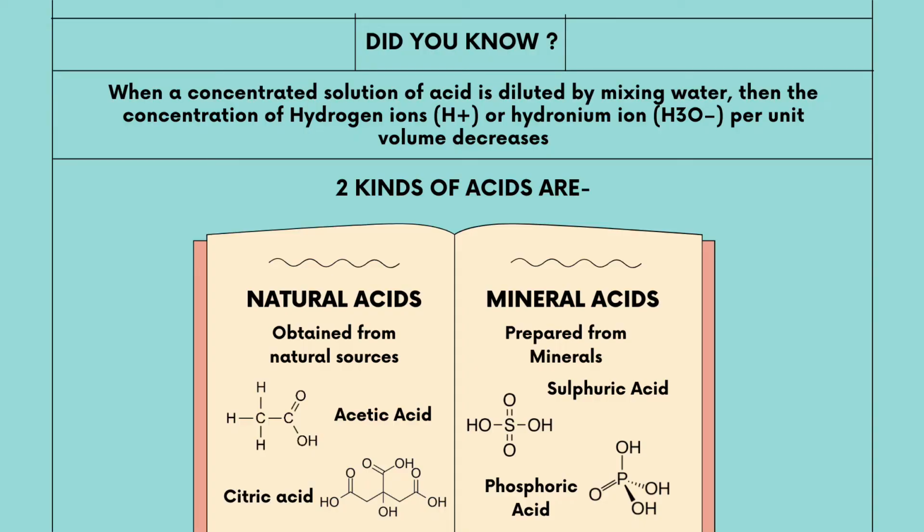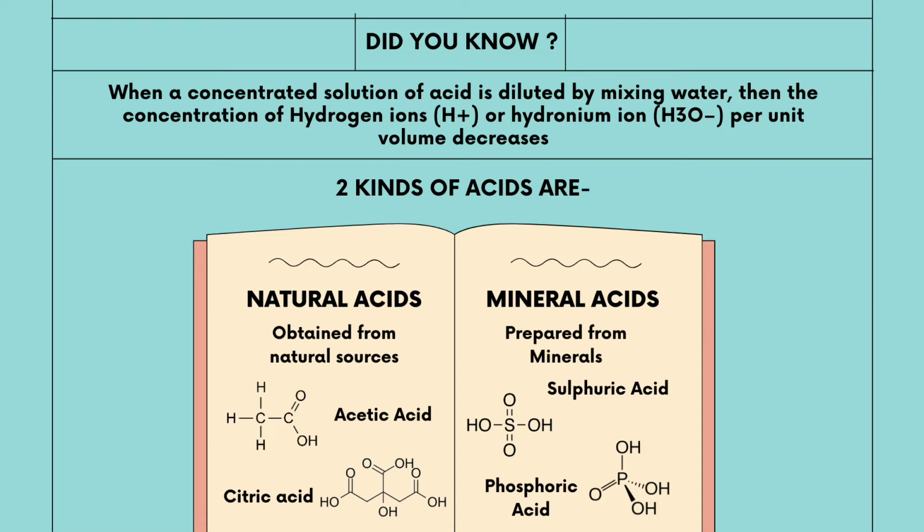Did you know that when a concentrated solution of acid is diluted by mixing water, then the concentration of hydrogen ions or hydronium ions per unit volume decreases? Now let's look at the two main kinds of acids. We have natural acids and mineral acids.